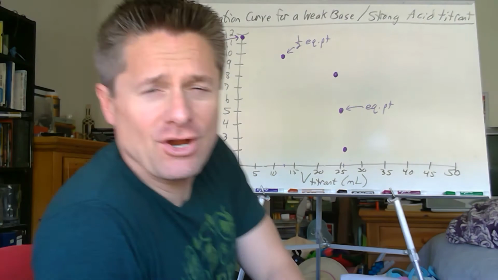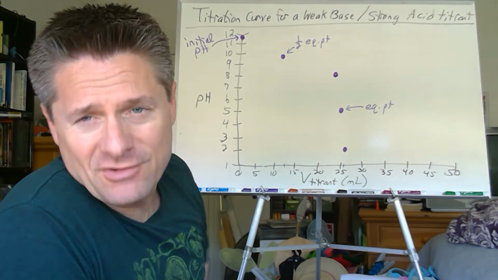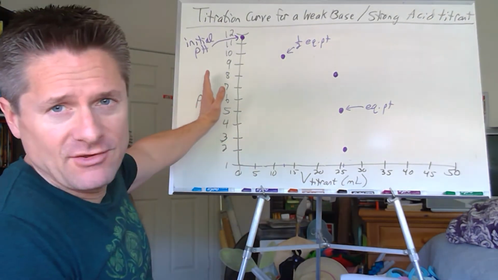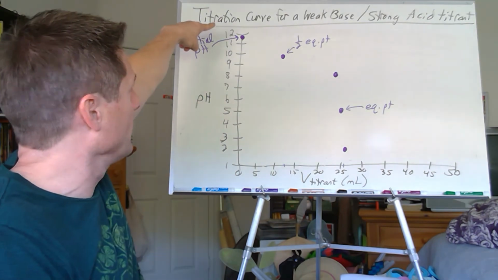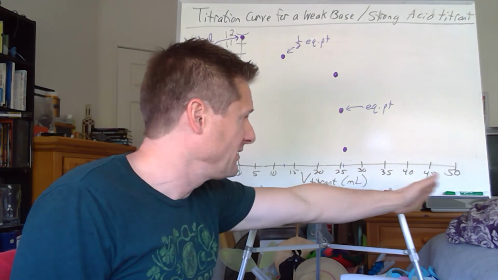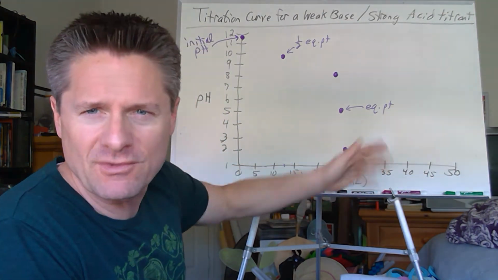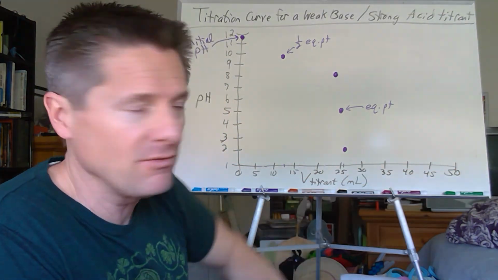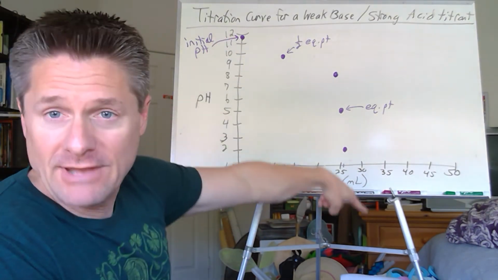Did you do your titration curve? Here we go. It's pretty easy once you've done all these data points. Draw your pH on one side. I just go from 1 to 12. Just make sure it contains all your values. You don't have to go 0 to 14. And volume of titrant. In this case, my equivalence point was around 25, so I just went to 50 mils. Put down your data points.